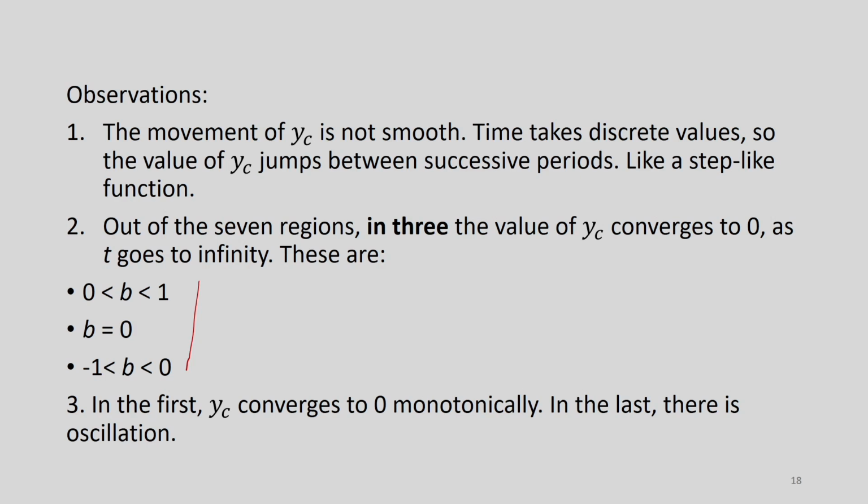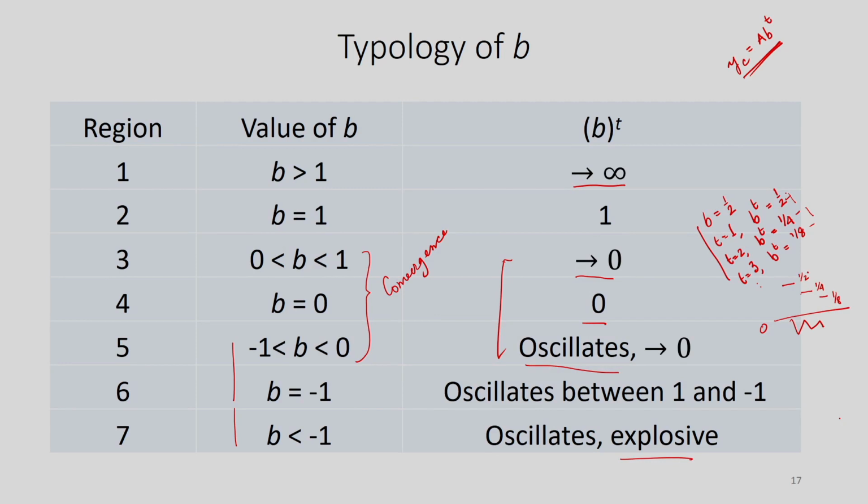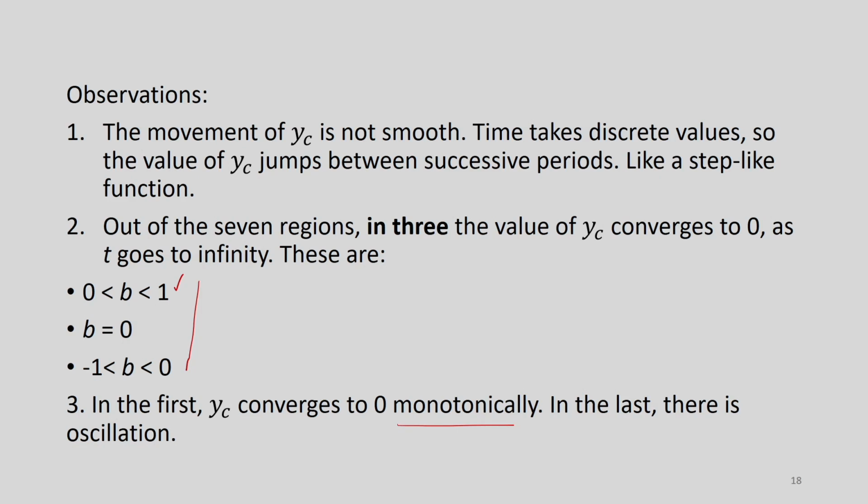Third observation, in the first, that is this one, b lies between 0 and 1, yc converges to 0 monotonically, right. Monotonically means it does not oscillate, non-oscillatory. That we have seen before. So, here is the case where it does not converge in an oscillatory manner, right. It goes to 0, but in a monotonic manner. In the last, there is oscillation where b lies between -1 and 0. Okay. We shall see the diagram in a minute.